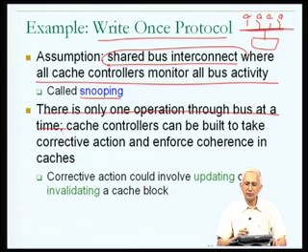Depending on what they observe on the bus, they could either invalidate their copy of a particular block, or they could update their copy of a particular block based on the activity that they have seen on the bus. And let's just run through the example that we had just seen in order to see how a write-once protocol might avoid a cache coherence problem.